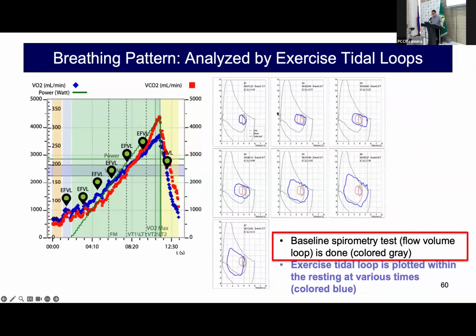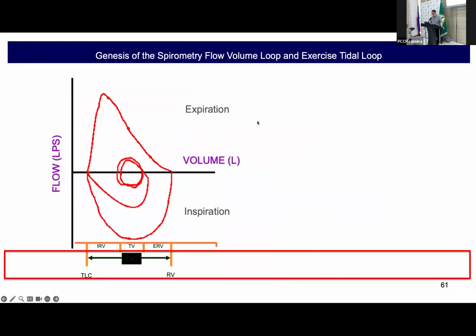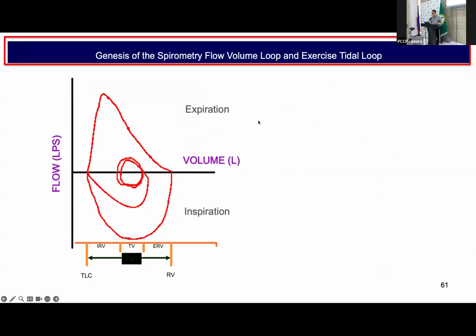So the baseline spirometry is made, as mentioned by Bernice. The one in gray. And the exercise tidal loop is plotted, that's the one in blue, at various times during the exercise proper. So let's discuss it further. Let's discuss the genesis of the flow volume loop. In the flow volume loop, the X is volume, the Y is flow. Inspiratory events are in the lower half, expiratory events are in the upper half.